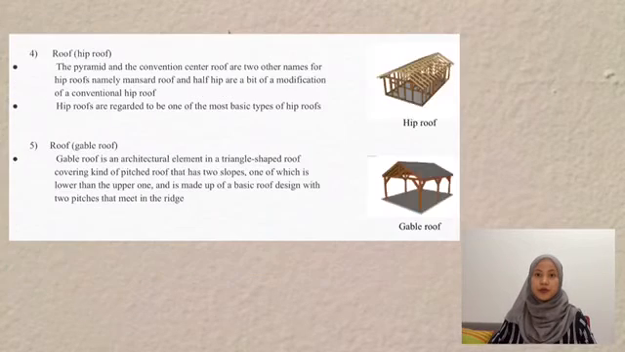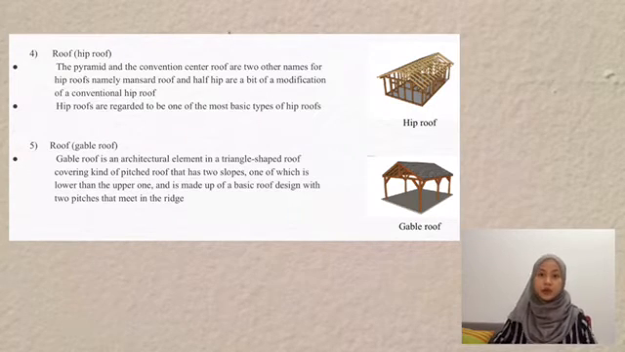Roof. The roof is a hip roof. The pyramid and the convection center roof are two other names for hip roof, namely mansard roof and half hip, which are a bit of a modification of a conventional hip roof. Hip roof is regarded to be one of the most basic types of roof.